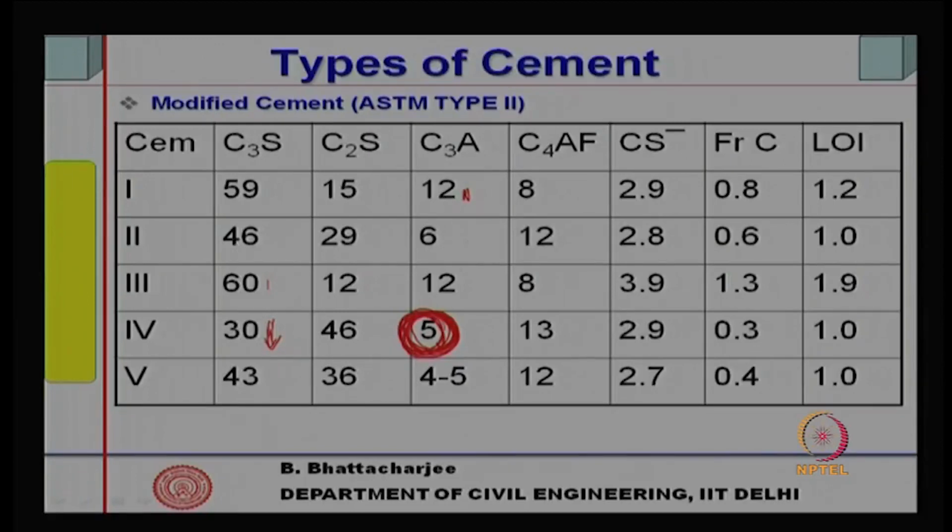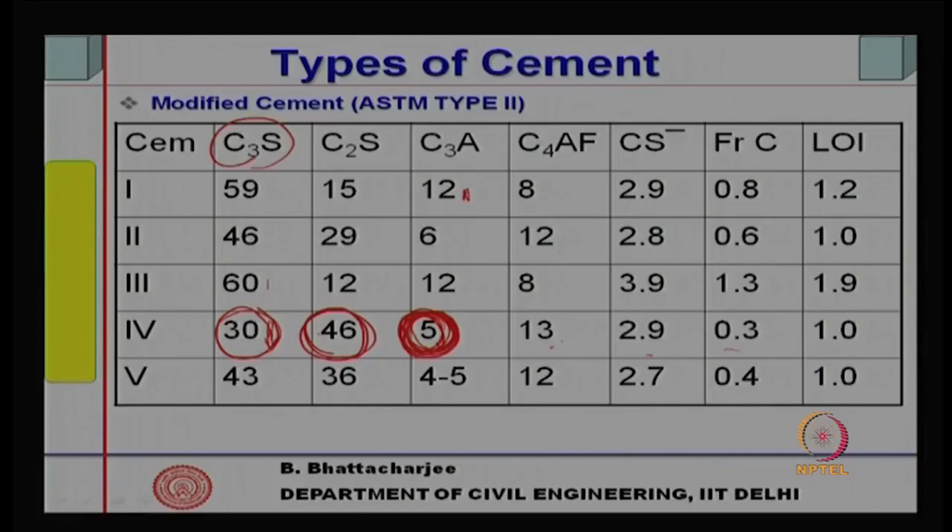C3A content is only 5%, and further to reduce the heat of hydration, because C3S reacts early, this is also much less, but long term strength will be better. So, you put higher C2S. So, this is low heat cement. Rest of the things, of course, there are some changes, but not very significant, marginal. So, a low heat cement will have less C3A as well as less C3S. Then something has to increase, and it is the C2S which increases.